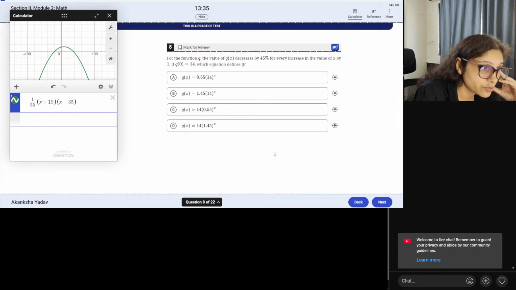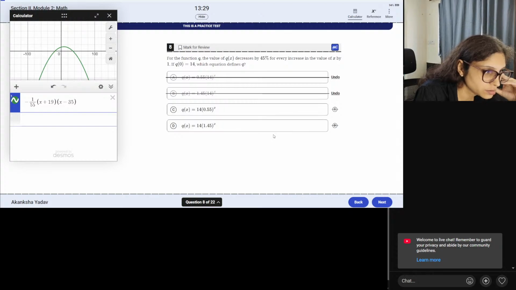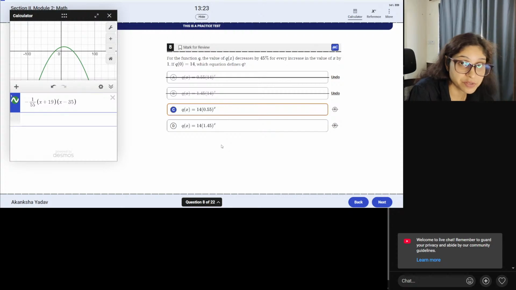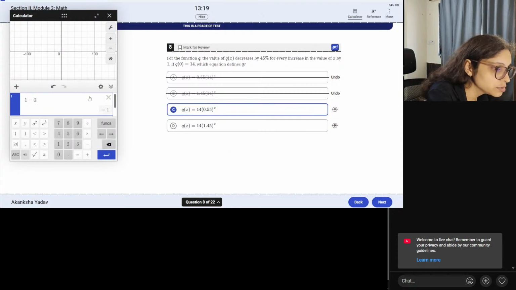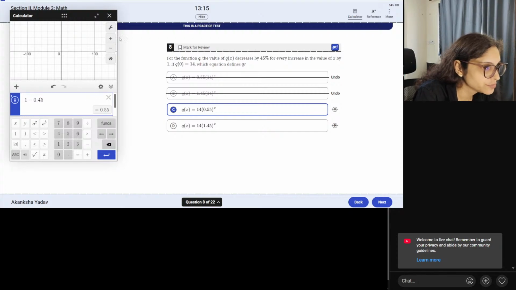Q of x decreases by 45%. Q of 0 is 14, so it has to be 14 times something. And because it is decreasing, the factor has to be less than 1. Also, 100 minus 45 is 55, so it has to be 0.55, because we'll be doing 1 minus 0.45, that is 0.55.